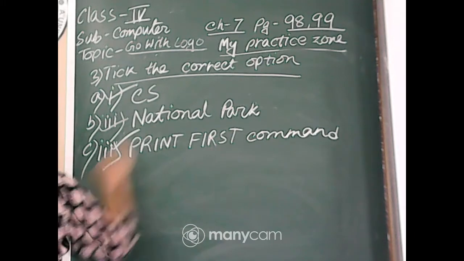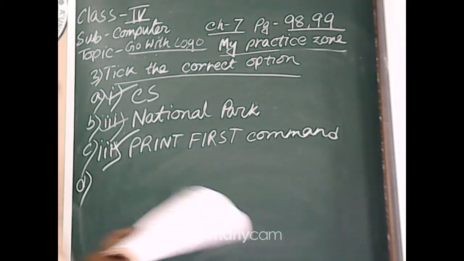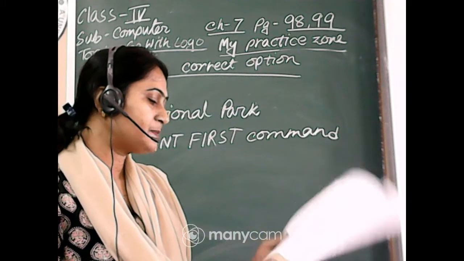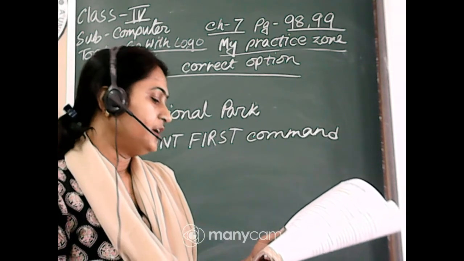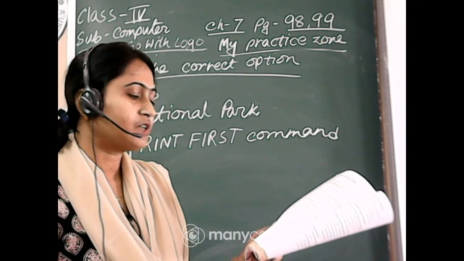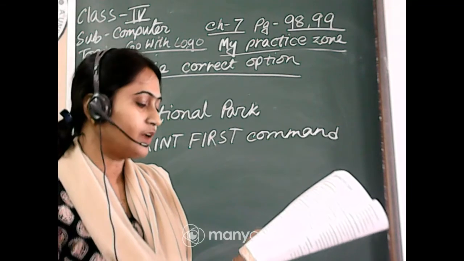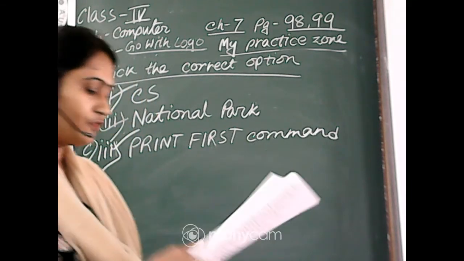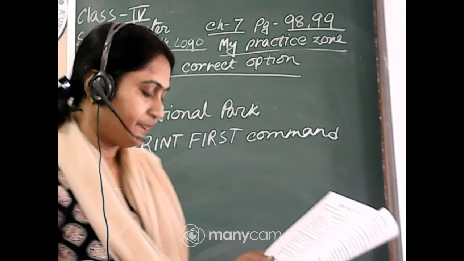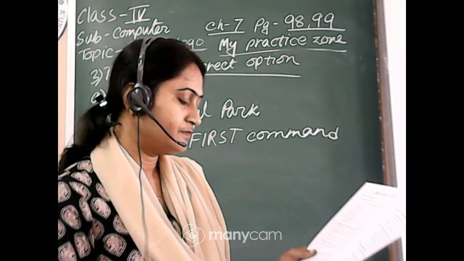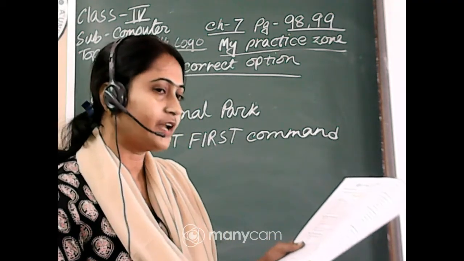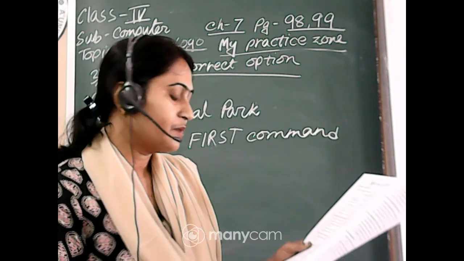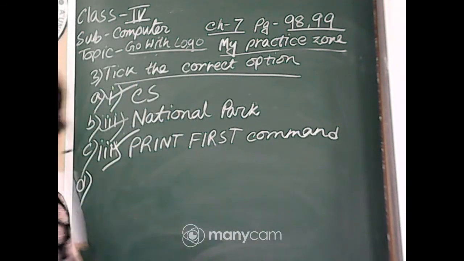Okay. Next number D. What will be displayed on the screen if you type print sum 1 5? Print sum 1 and 5. If you want the sum of 1 and 5, it displays 6. 5 plus 1 is 6. Option 1 is the correct answer.